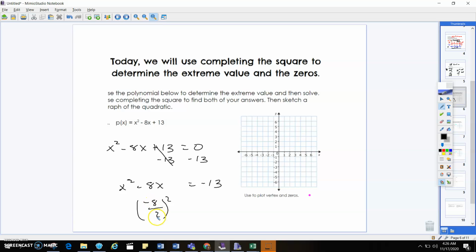So negative 8 divided by 2 is negative 4. Negative 4 squared is positive 16. Okay? So now we're going to actually factor. So over here we'll have x minus 4, because remember, I can take my b term, divide by 2, and that'll give me this number. And over here, I'll get 3.